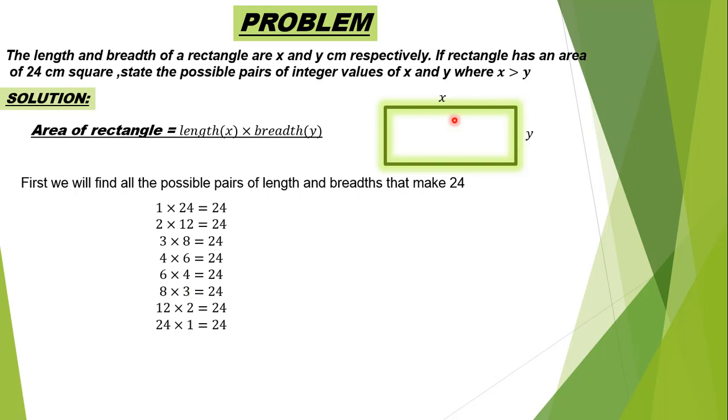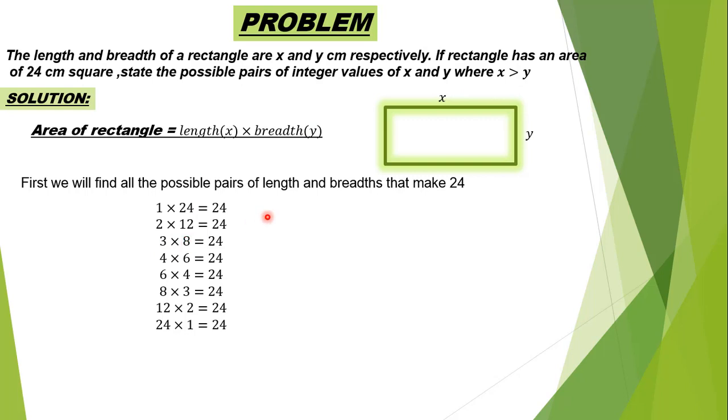Now we have to consider this important information that the length, meaning the values of x, is the first part of it. This whole column must be greater than the second part of it. Now if you consider the first pair, x is less than y, means length is 1 and the width is 24, which is not satisfying this inequality. The second part of it, 2 is the length and 12 is the width. Again, it is not satisfying this inequality. x is here smaller than y, not greater than it. The next part is 3 into 8. Again, it is not satisfying.